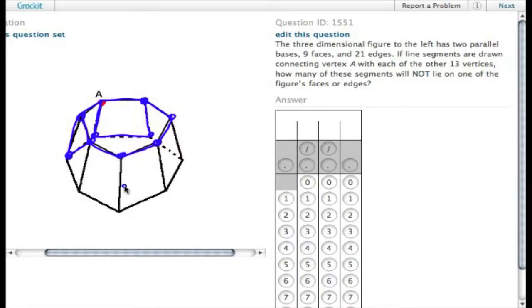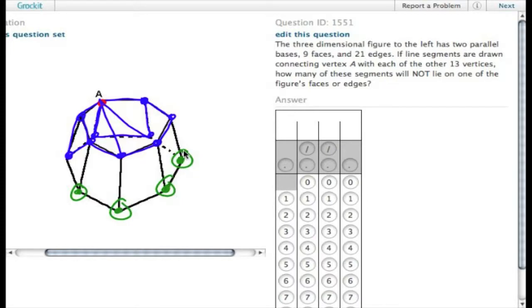The ones that do not share a face with A are these marked in green right here. 1, 2, 3, 4. These are the only points that don't share one of the faces of this figure with point A. Everyone else, if you drew a line from A to this point right here, it would go along this top level. If you drew a line from A to this one over here, it'd go along that back face. So only these 4 spots right here do not share a face with A.